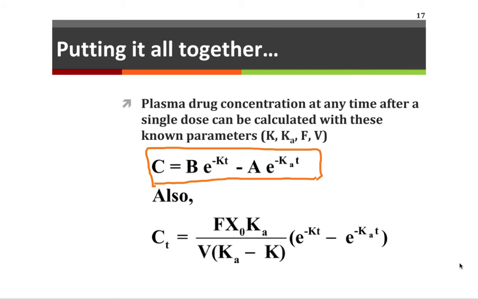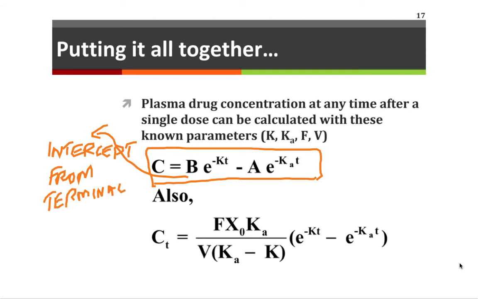So K represents the elimination rate constant of that equation. Ka represents the absorption rate constant, T is time. B and A are the intercepts obtained from performing the linear regression. B represents the intercept from the terminal phase of the plasma concentration versus time graph. A is obtained from doing linear regression of the residuals. Okay.